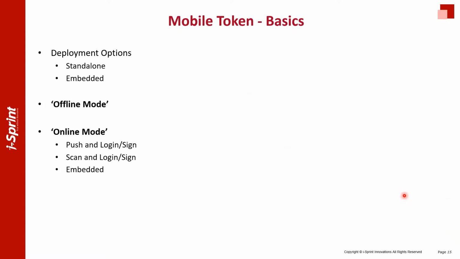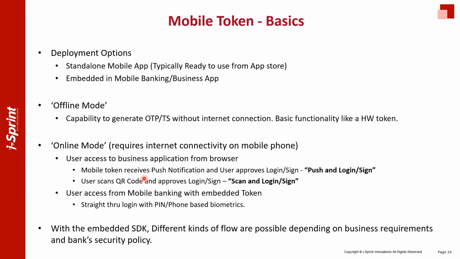Just now, as mentioned, we can have two modes, standalone and embedded. Offline mode is the OTP login, which I'll show in the use case later. And for online mode, we have push and login, or what we call zero login, or passwordless, sorry, and that one is scan and login. And then the embedded. Okay, this is just more detail on what I mentioned. For offline mode OTP, you don't need an internet connection, similar to a hardware token. For online mode, the push and login and scan and login use cases, I'll be showing in another slide later in more detail.